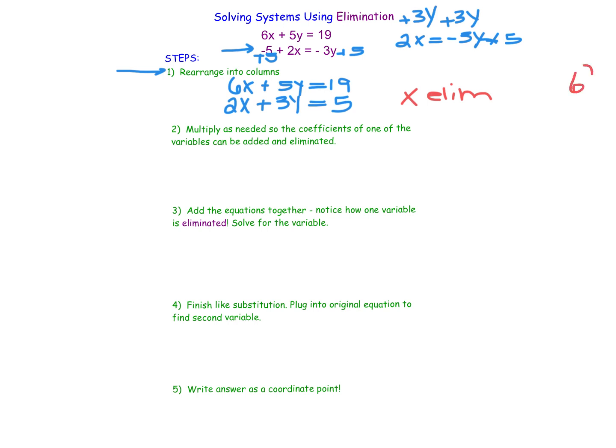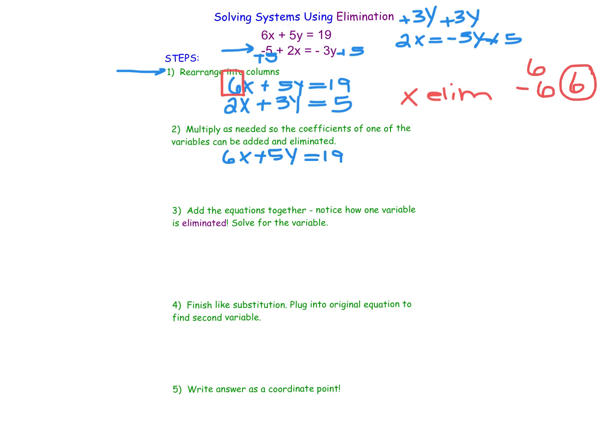So what that's telling me is I need one of these coefficients to be positive 6 and one of these coefficients to be a negative 6. Now what I notice is that this first equation already has a coefficient of 6. So that one I'm going to leave as is, not change the equation at all, and rewrite it as 6x plus 5y is equal to 19. I am not going to change it.